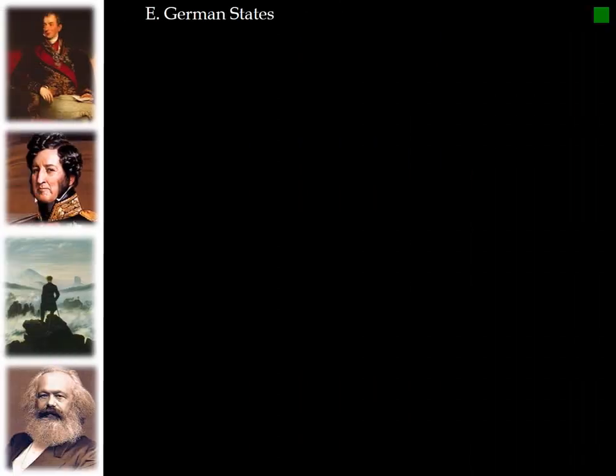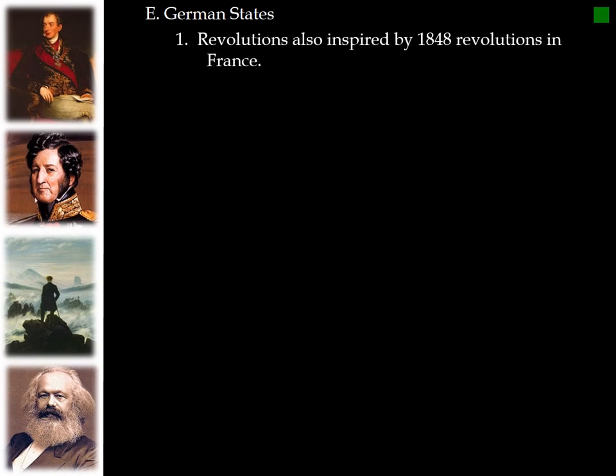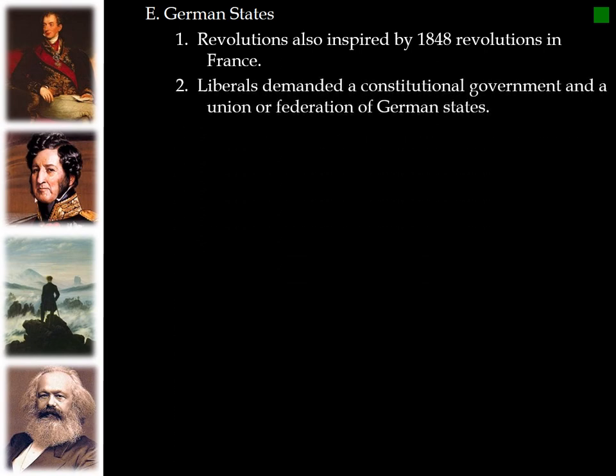The other German states within the Austrian Empire, as well as other areas of the German Confederation, also failed to create a nation in 1848. Revolutions were also inspired in the 1848 revolutions by those that were taking place in France. Liberals in these German states, the German Confederation, demanded a constitutional government and a union or federation of German states with real political control, not just economic unity.